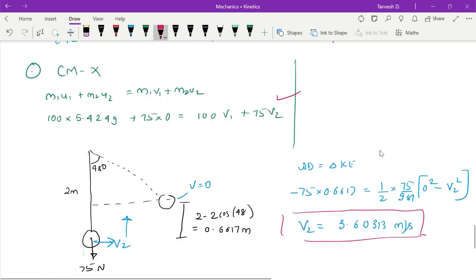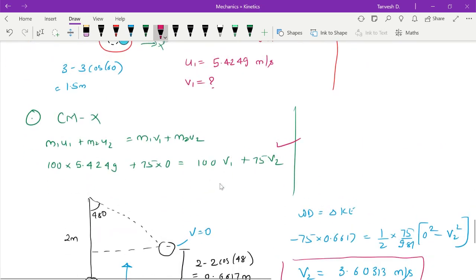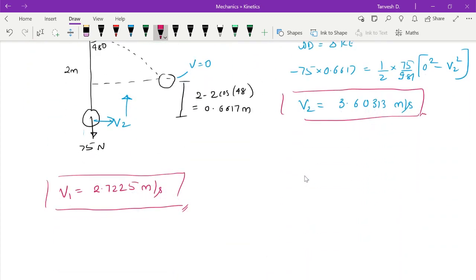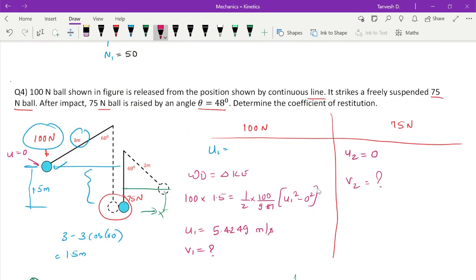Okay, I guess the calculations are correct. Let me just cross check it once again. Yes, so we do get v1 as 2.7225 meters per second. Again, it means this direction only. So basically what is happening is this 100 Newton sphere, when it impacts with the 75 Newton one, both of their velocities are in the same direction.